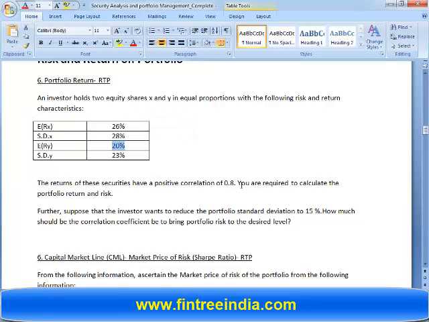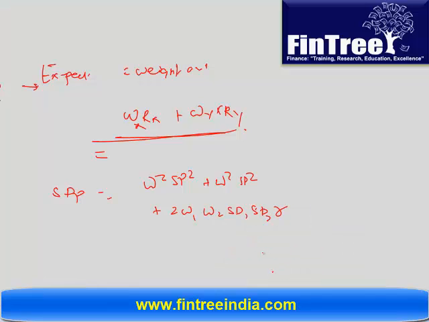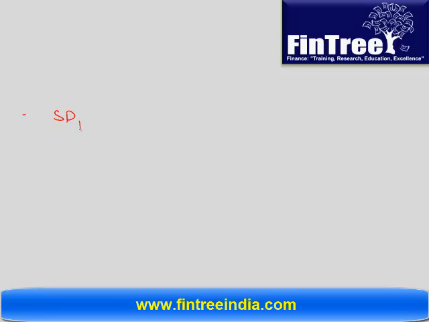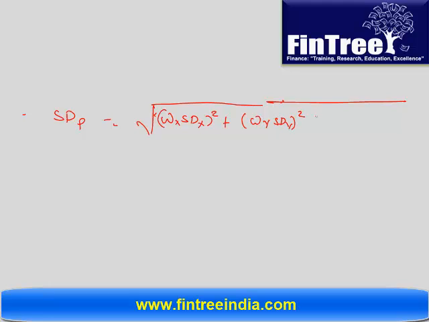Then let's say below that the portfolio standard deviation can be calculated using the following formula. So you can say standard deviation of portfolio P is equal to under root, weight of X into standard deviation of X square plus weight of Y standard deviation of Y square plus 2 into weight of X standard deviation of X, weight of Y standard deviation of Y into correlation coefficient.